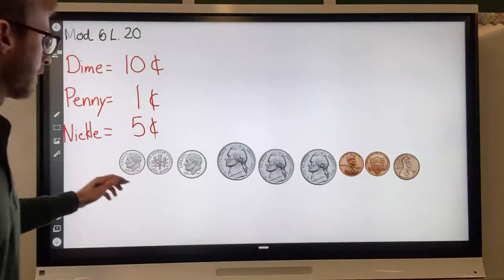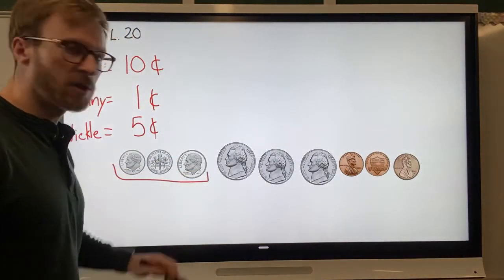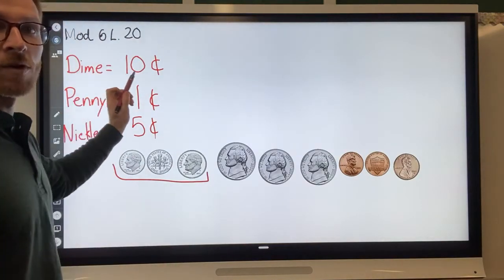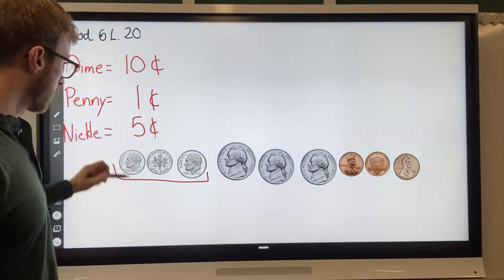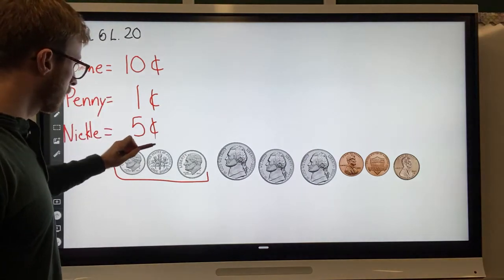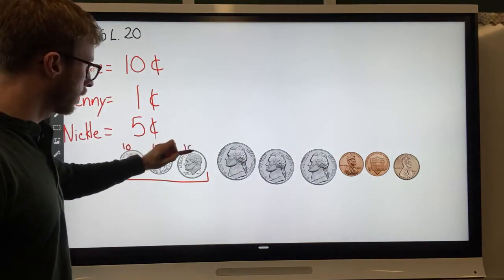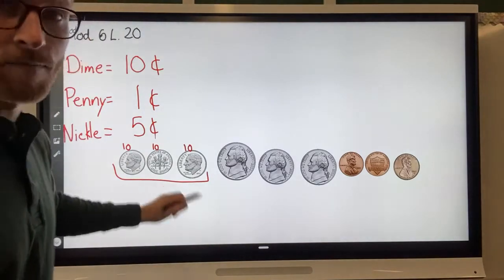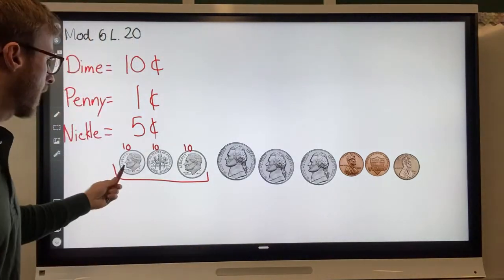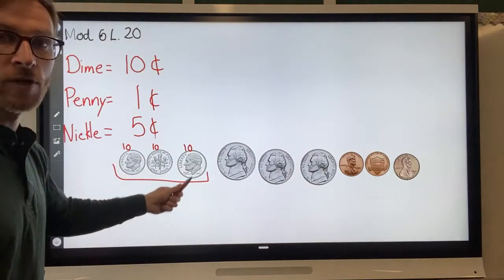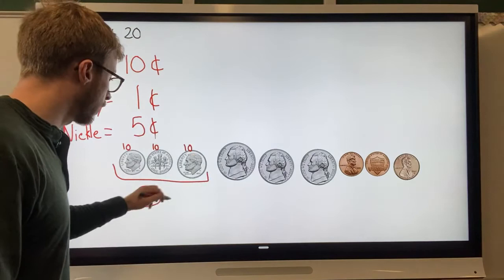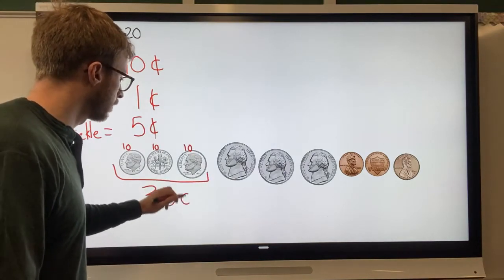So let's start with our dimes, okay? How much is a dime worth? A dime is worth 10 cents. So we have 10, 10, and 10. So it's like 10 plus 10 plus 10. Let's count by tens and write below it how much we have. 10, 20, 30. 3 tens equals 30. Nice. So we have 30 cents in dimes.